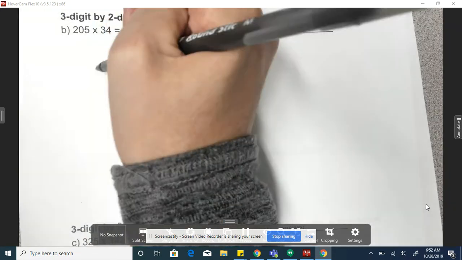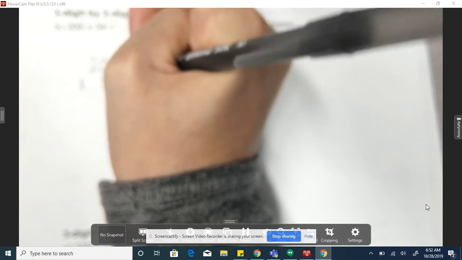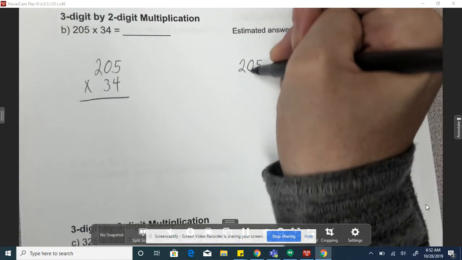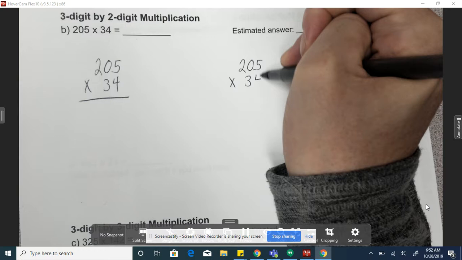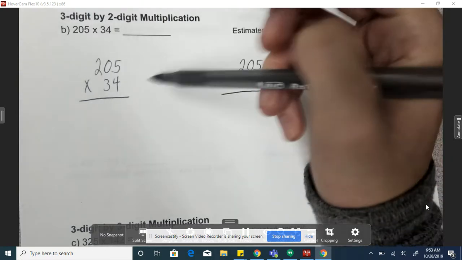We're going to start by writing 205 times 34 vertically, which means one on top of the other. Once again, I'm going to do it twice. I understand it's blurry. There we go. We're at 205 times 34. Please make sure you write at least one of these down. You can write both of them down. We're going to start with the expanded form way.